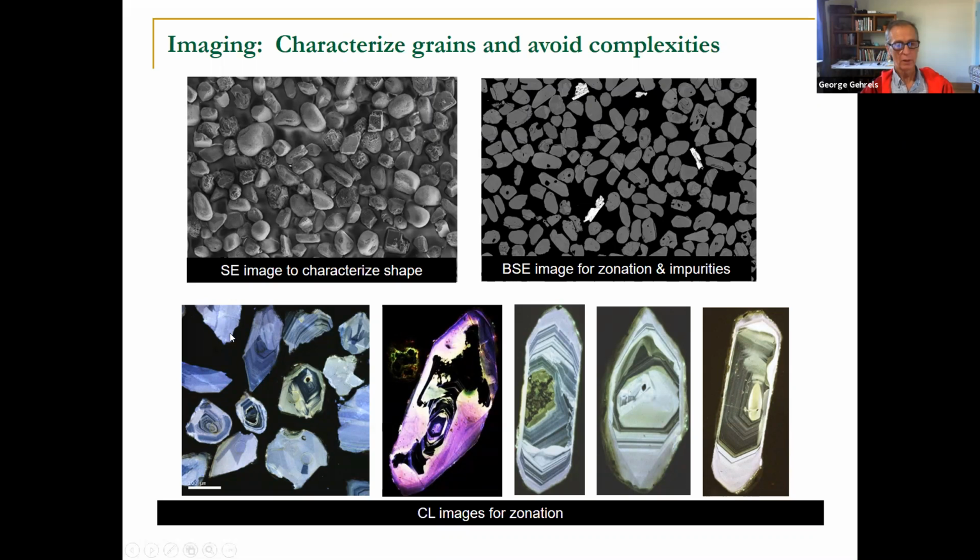And it turns out that nearly every zircon has some morphology in terms of zonation. They're all complicated. For every crystal, you need to make that decision about where you're going to put your spot, in the core or in the rim. So you need to look at those CL images for zonation.